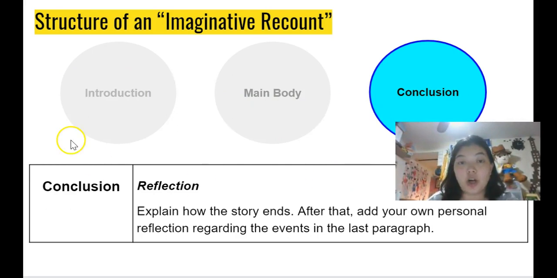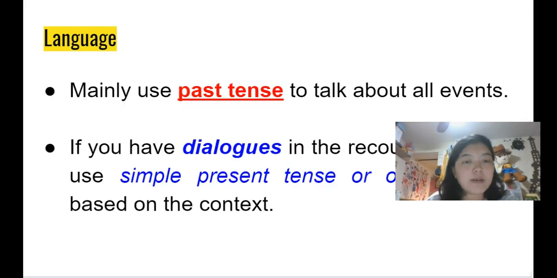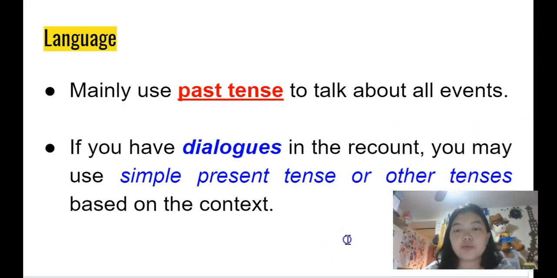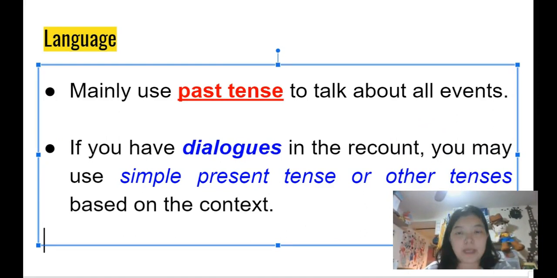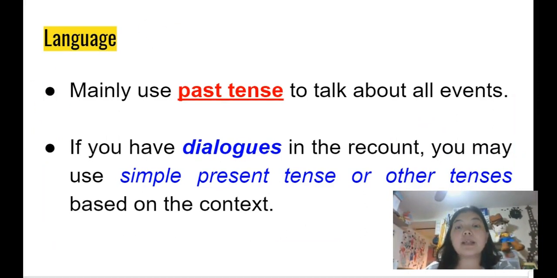So this is the structure of the imaginative recount: introduction, main body, and then conclusion. All right, and then regarding the language, remember, use past tense because you are talking about the events as a story, as something that has happened. So use past tense, unless you have dialogues with people. When you talk, we always use simple present tense or present continuous tense, or even when we talk about something in the future, we use future tense. But based on the context of your dialogue, you choose the right tense. Apart from dialogues, for all other parts, use past tense, please.